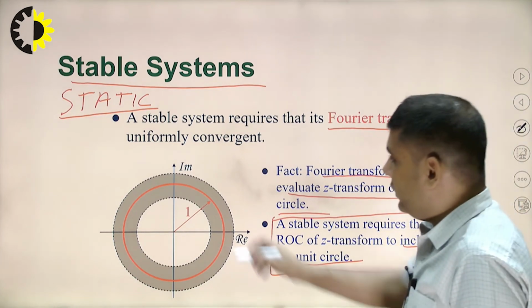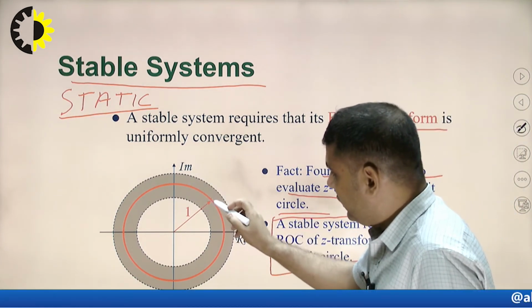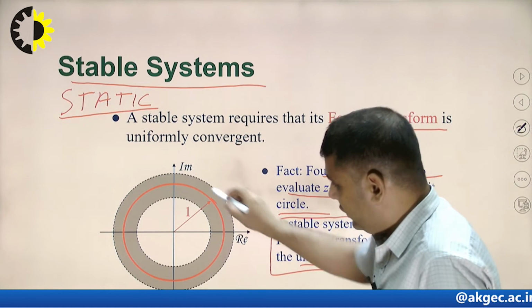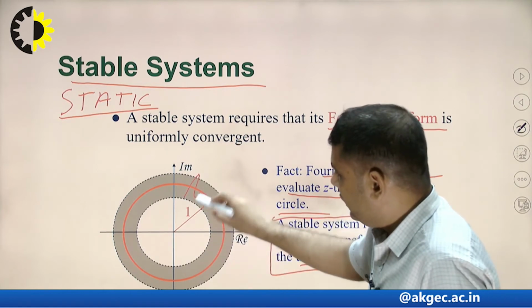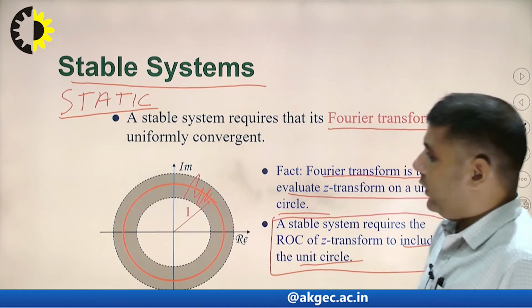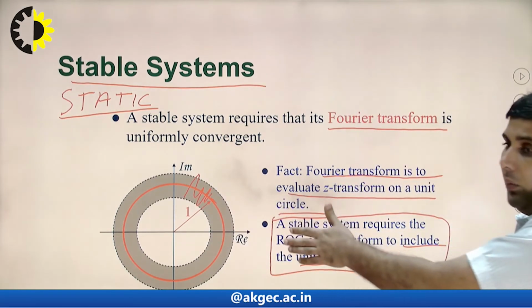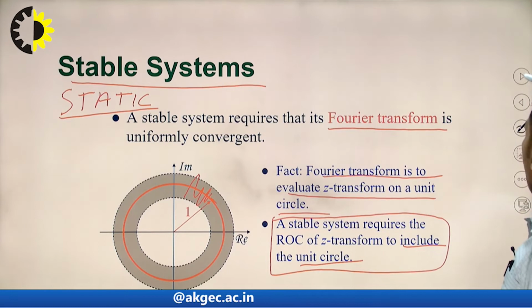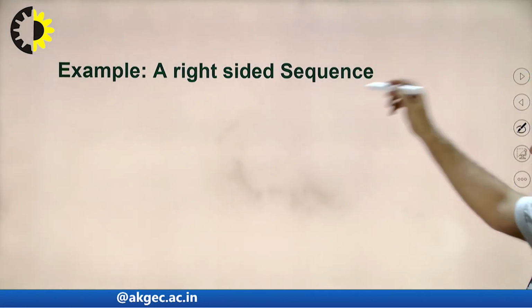Okay. So you can say just like this. Here the red part is the unit circle area and this is the ROC. Its ROC must include the unit circle inside it, otherwise the system is unstable. So let's take an example.